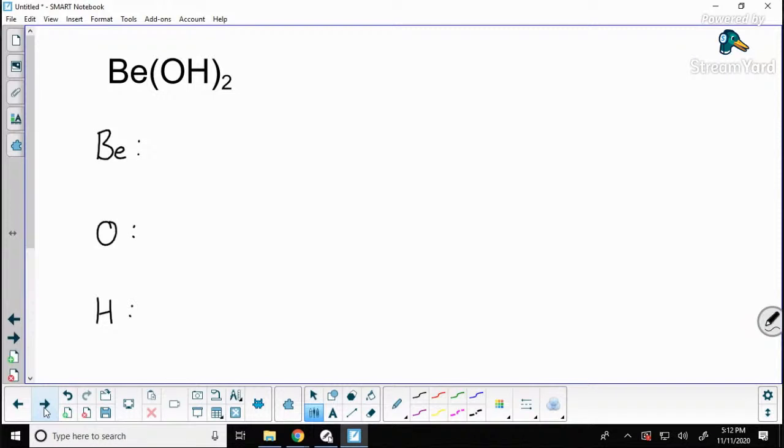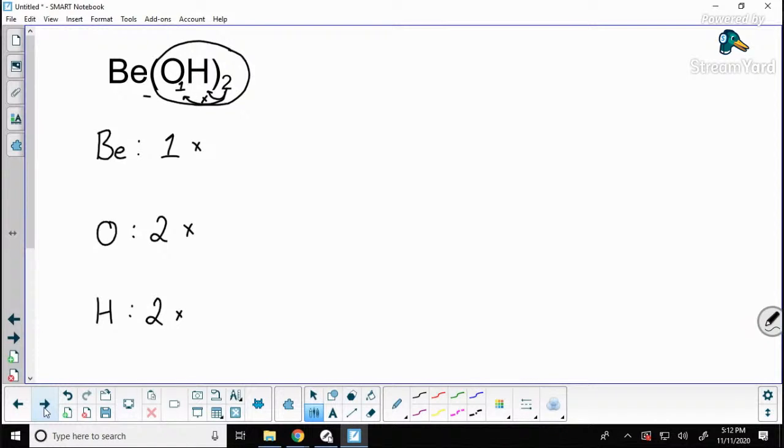According to the formula, there is 1 beryllium. Then for oxygen, because there's 2 of this grouping and there's 1 oxygen per grouping, if we factor through, that would tell me that I actually have 2 oxygens total. 1 oxygen in one of the OH groups, the second oxygen in the other OH group. Same thing with the hydrogen. I'd factor through. These values are going to get multiplied by the gram atomic mass of the elements.